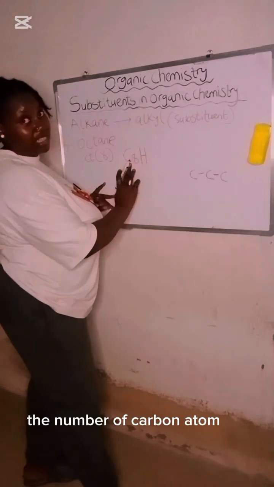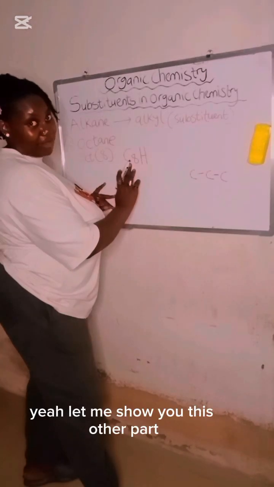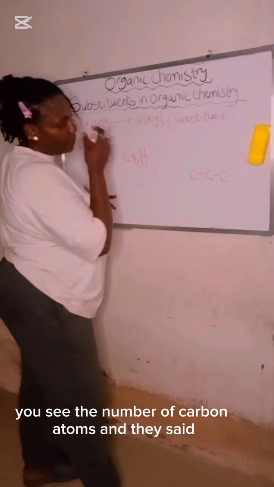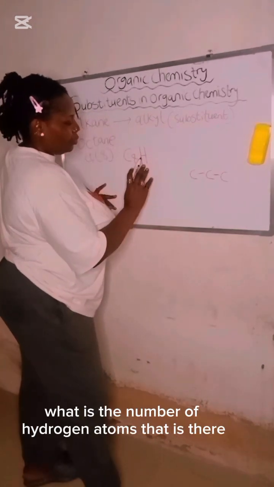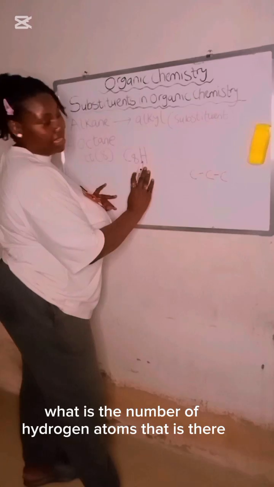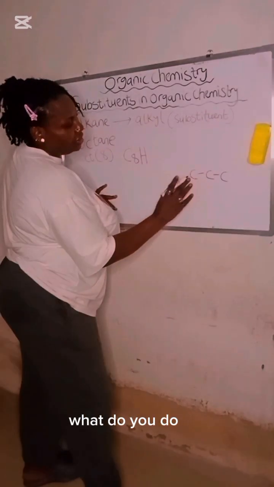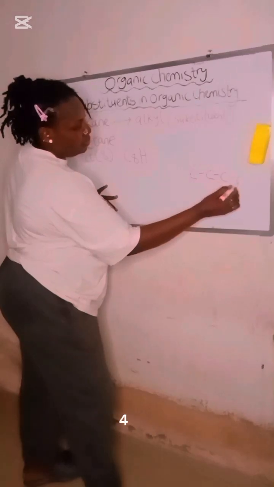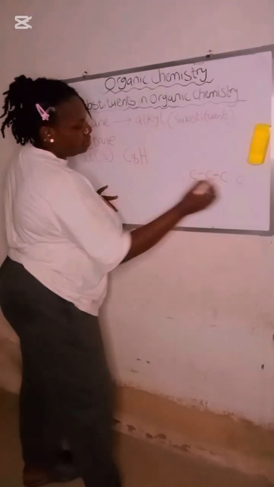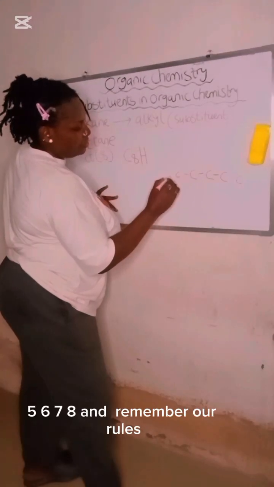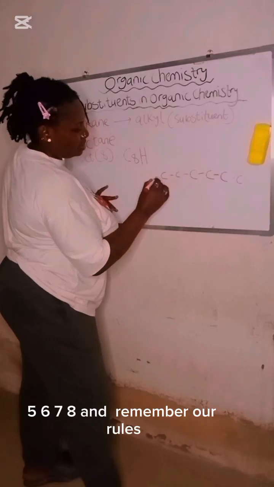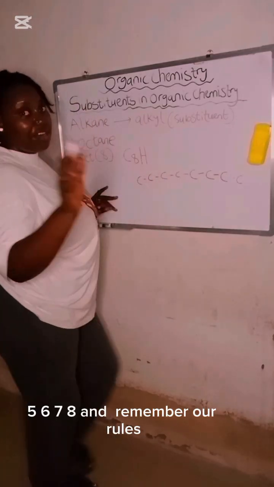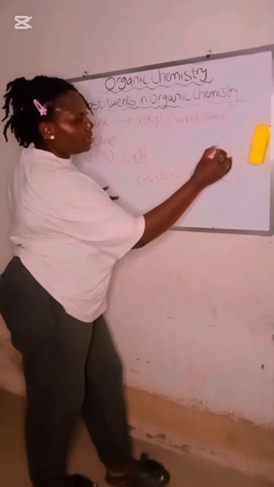the number of carbon atoms, let me show you these other parts. Immediately you see the number of carbon atoms, and they ask what is the number of hydrogen atoms that is there, what do you do? You just count the number of carbon atoms: 1, 2, 3, 4, 5, 6, 7, 8.